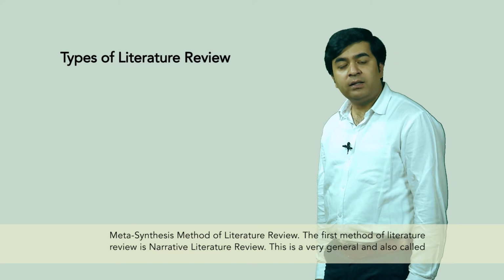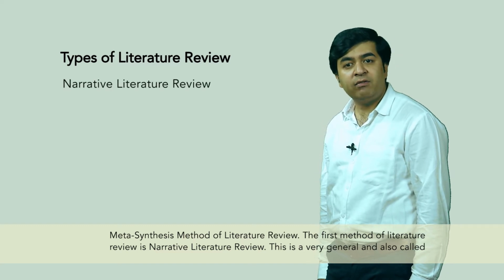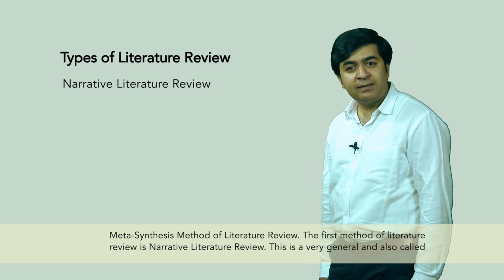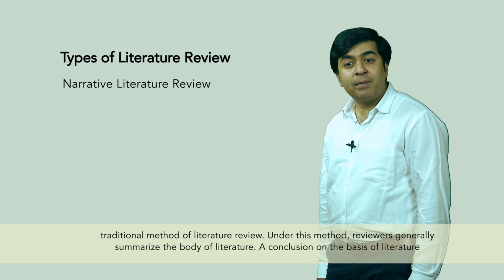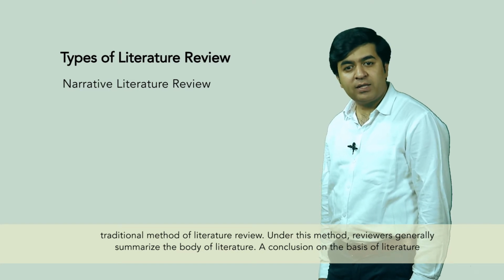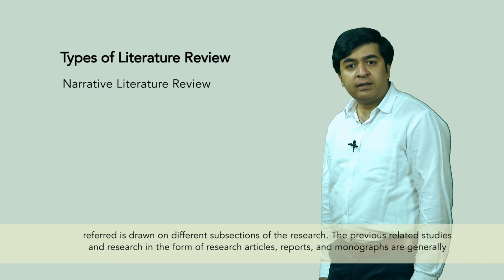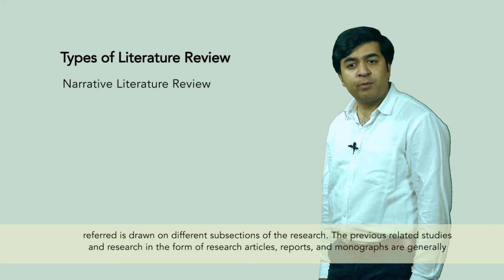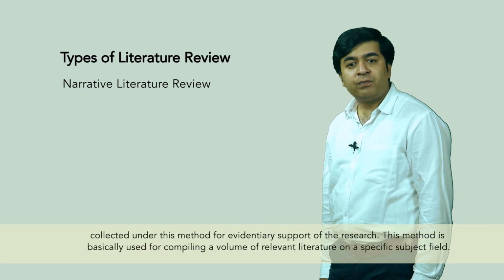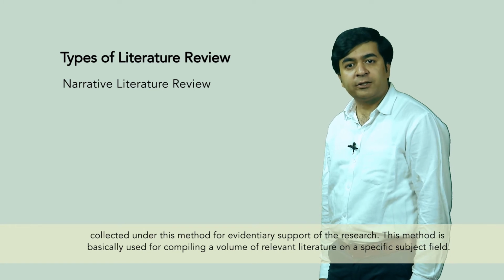The first method of literature review is narrative literature review. This is very general and also called the traditional method of literature review. Under this method, reviewers generally summarize the body of literature. A conclusion on the basis of literature referred to is drawn on different subsections of the research. The previous related studies and research in the form of research articles, reports and monographs are generally collected under this method as evidentiary support of the research.